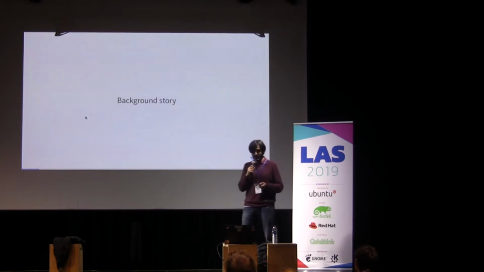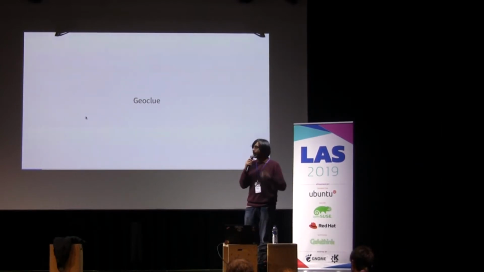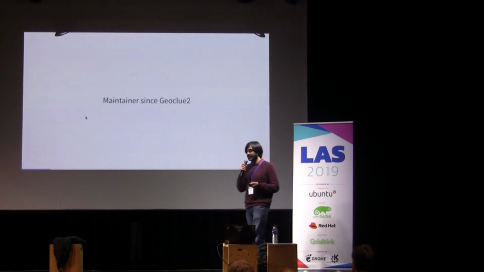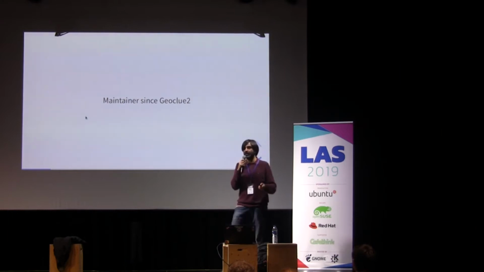So the background story for this talk: I have a project called GeoClue. It's a component of the Linux desktop, which tells you where you are. Well, it doesn't tell you directly, but the apps use this service to ask where you are, and it uses different sources to find that out. It's, as I said, a location service, and it's written in C. I've been the maintainer since GeoClue 2. It was a complete rewrite with a lot of different ideas, and that was 2013 or 14, so it's been many years.